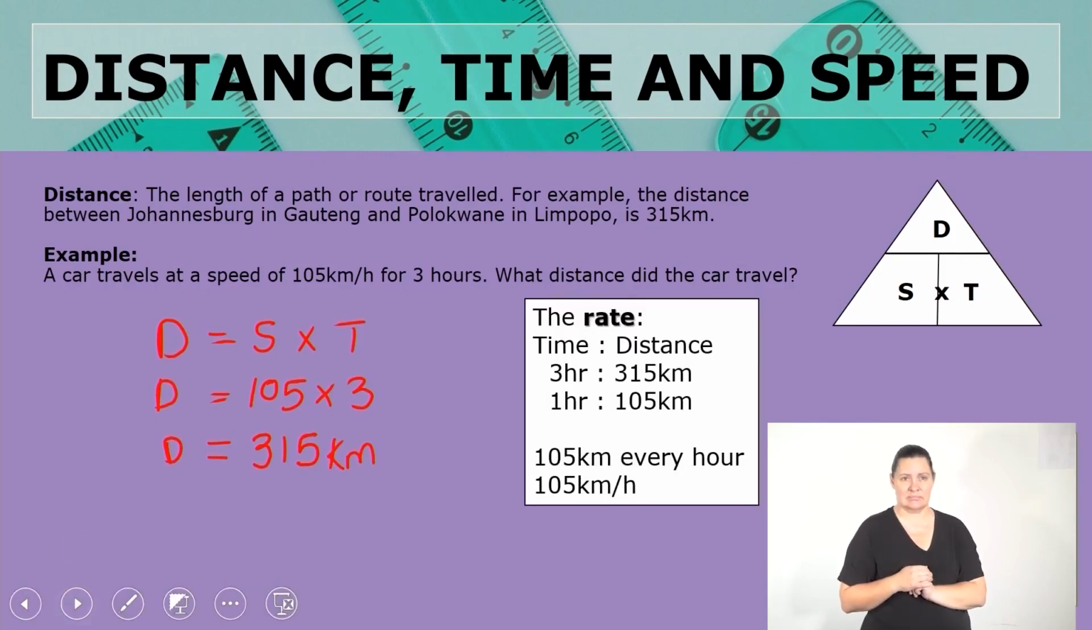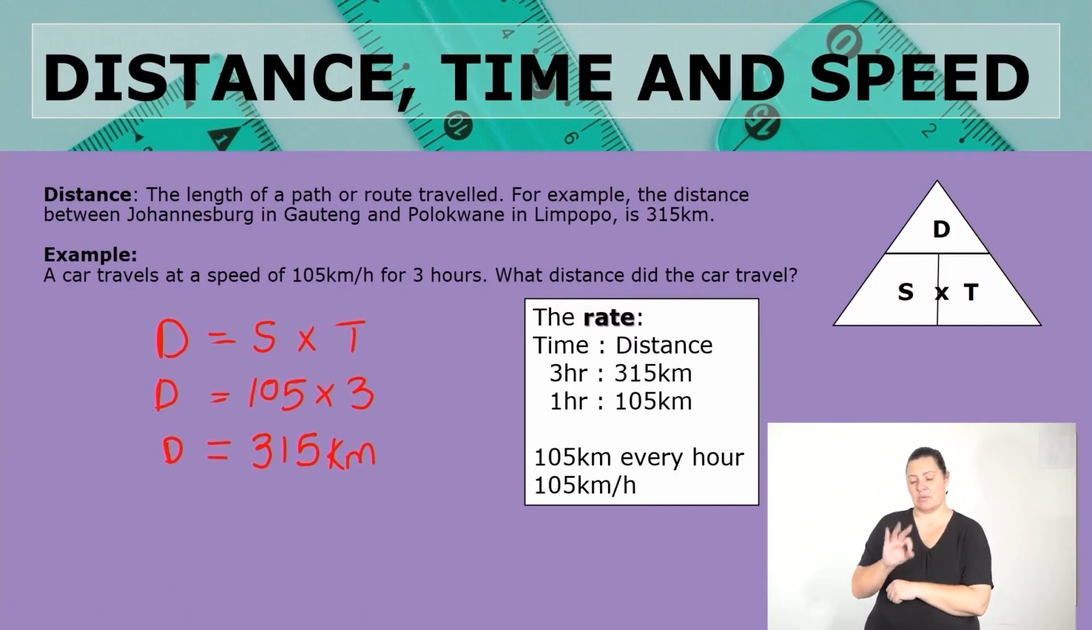Let's look at the rate for this example. We've got time is to distance. In 3 hours, the distance traveled was 315 kilometers. So when simplified, 1 hour is 105 kilometers. So this means that in every hour, we travel 105 kilometers. So 105 kilometers per hour.